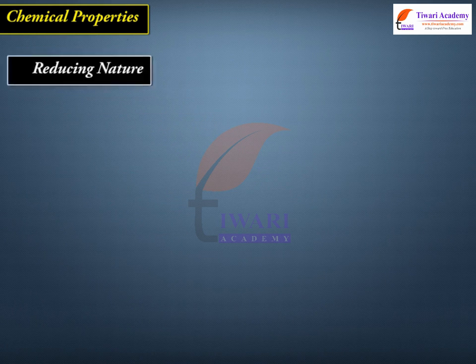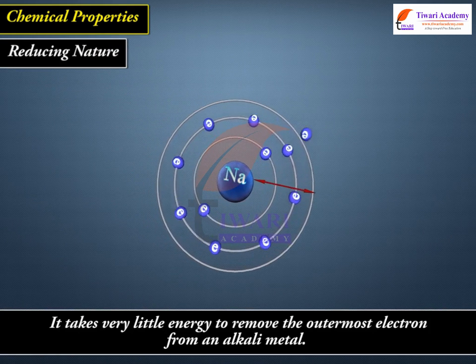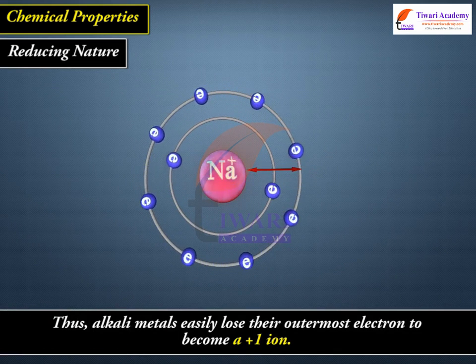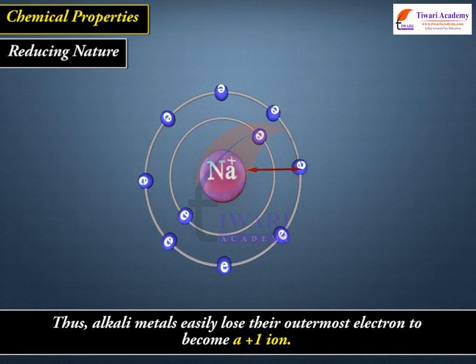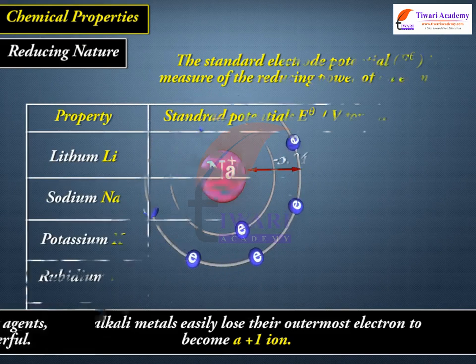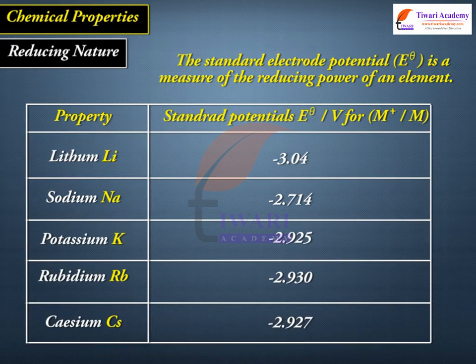Reducing nature. It takes very little energy to remove the outermost electron from an alkali metal. Thus, alkali metals easily lose their outermost electron to become a +1 ion. Therefore, the alkali metals are very strong reducing agents, lithium being the most and sodium the least powerful. The standard electrode potential, E°, is a measure of the reducing power of an element.